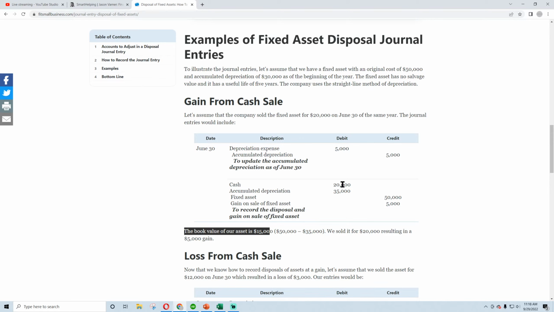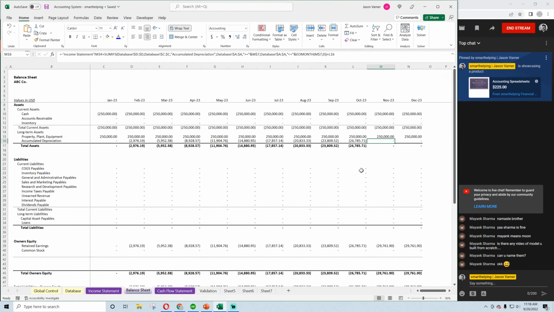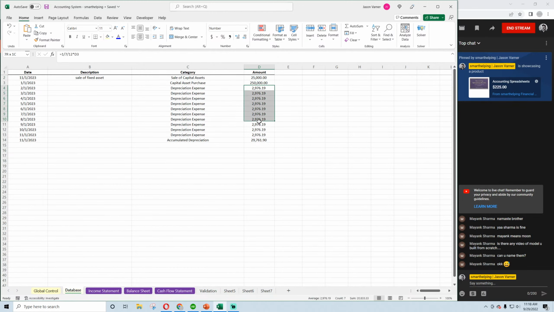And then if we sell it for 20, this is going to be another entry that you have to manually do, but it makes sense. If we look at this here, we're selling it for 25. The book value on the sale month is going to be, let's see, 26. What's our total depreciated amount? 29. So you'd have to do some math here, but you could say total capital asset purchase is 250 minus accumulated depreciation 220. So this is book value, and we'd take a loss here.